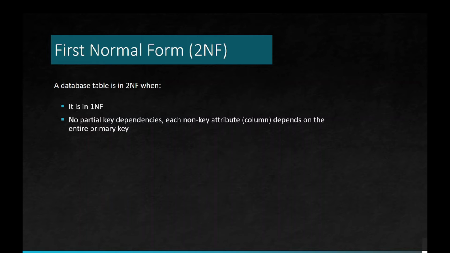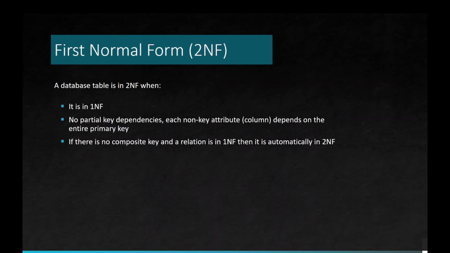Functionally dependent means that by identifying an attribute or combination of attributes, other attributes can be determined from those. It's important to note that if there's no composite key and the relation is in first normal form, then it is also automatically in second normal form. So let's look at an example.